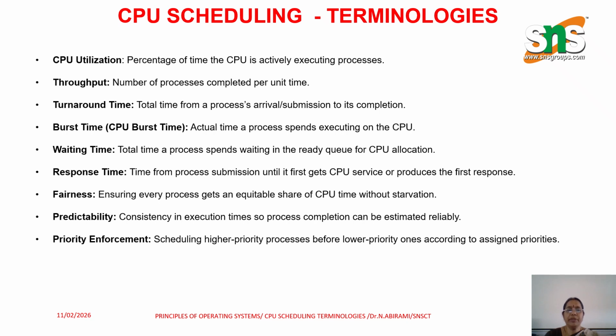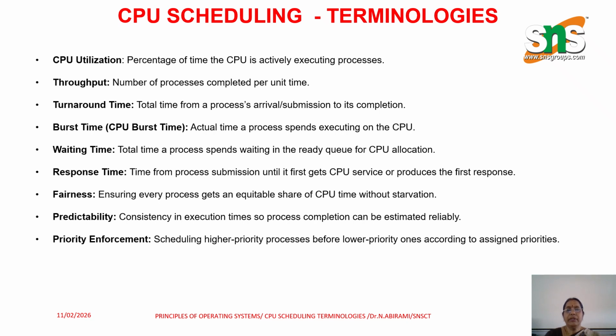It is the number of processes completed per unit time, and the goal here is to maximize the throughput. The higher throughput means more work is being done in less time. Scheduling algorithms that reduce the process waiting and execution delays improve the throughput.